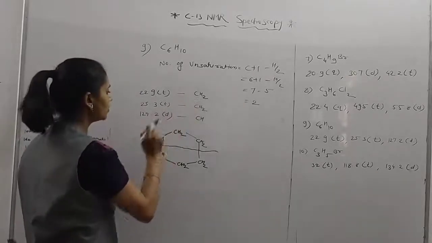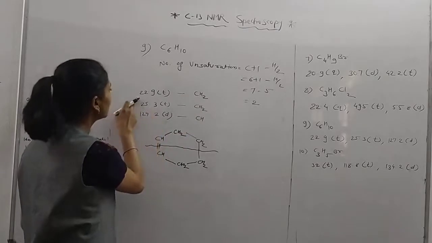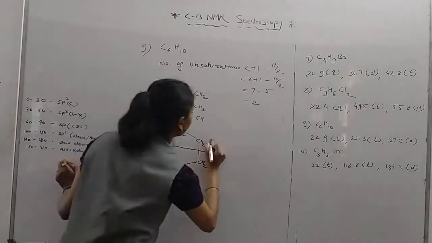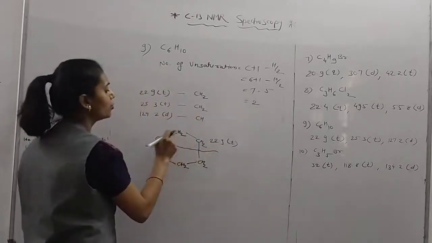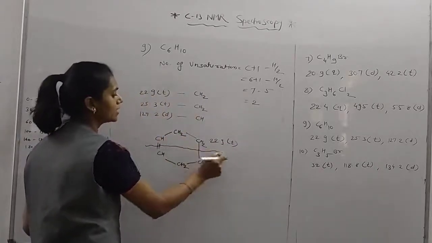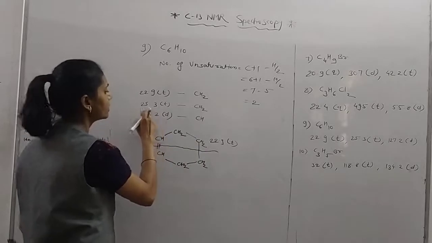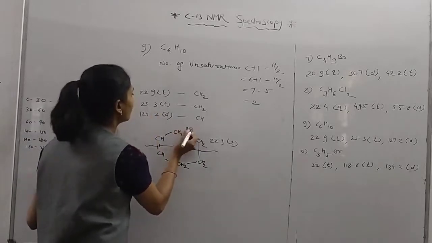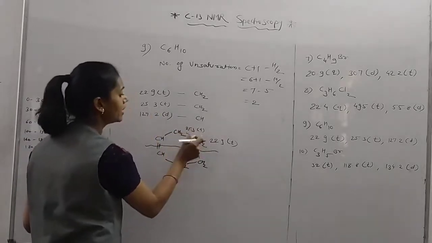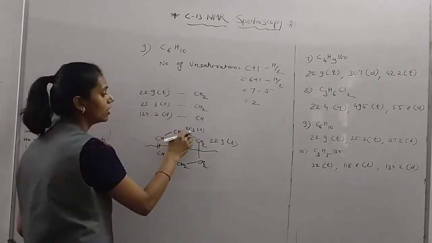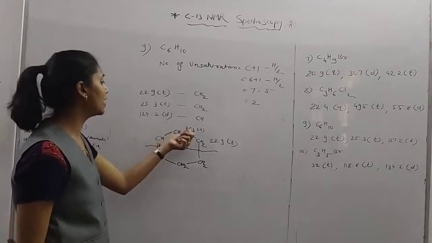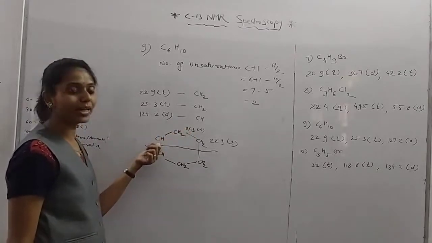Now CH2 group here, it gives the signal at 22.9. This is the signal. It gives a triplet, due to these 2 hydrogens, and it's a symmetrical structure. Now this is the 25.3 triplet. Both are triplet, but why is this at downfield direction, or we can say more deshielded, due to this alkene group.